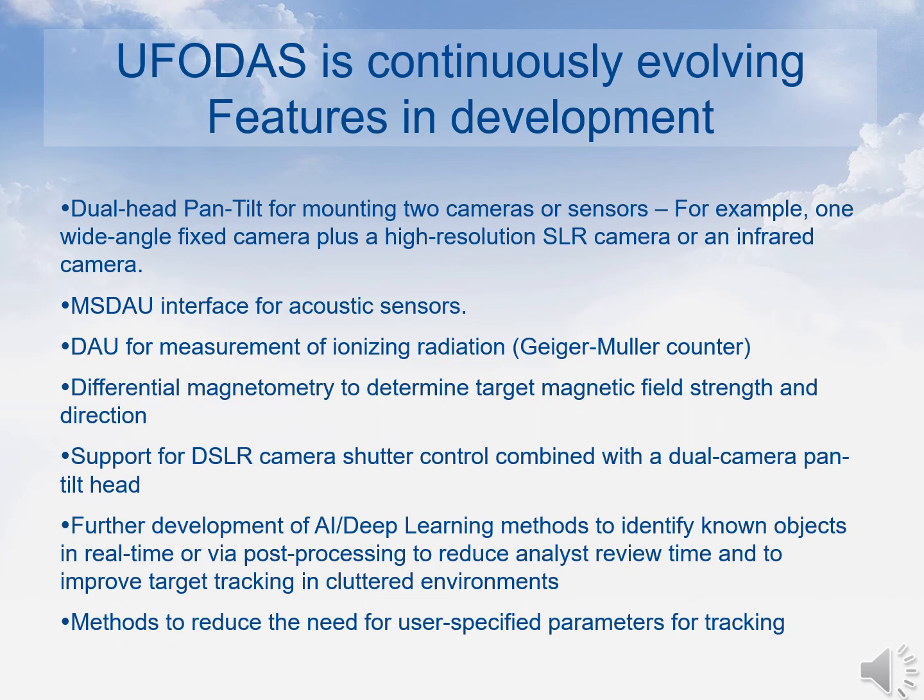Since the MSDAU has two external high-speed USB interfaces, it has the potential for adding additional external sensors. Those sensors might include acoustic sensors, sensors for measuring ionizing radiation, or more sophisticated differential magnetometers, for example. I'm also looking into supporting standardized DSLR camera shutter controls. With that, the user could set up a timed shutter release schedule that would begin when a tracking event occurs.